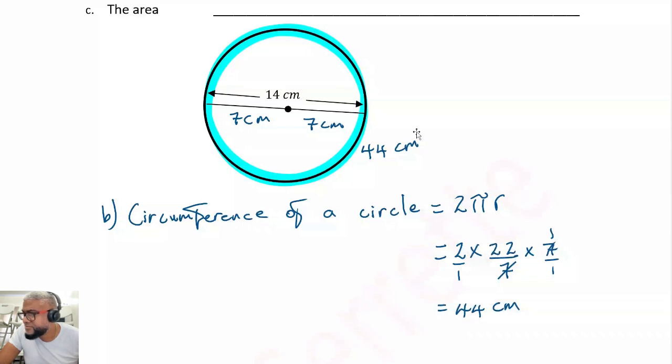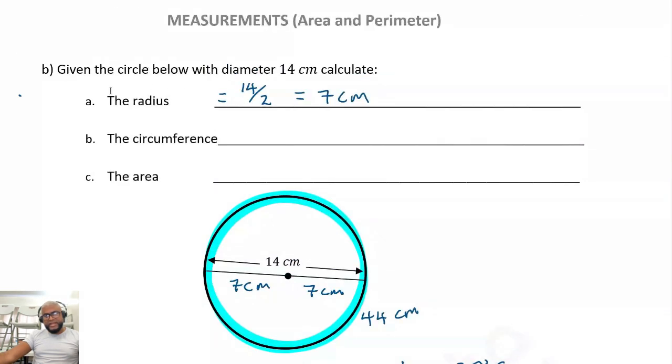What's the answer for A? I didn't get to copy the answer for Part A. Yeah, part A, the radius was 14/2, which is 7 centimeters. That's the radius. Remember, your radius is 2 diameter. Your diameter is 2 radius. So if I want to find what the radius is, it will be half of your diameter, or your diameter divided by 2.